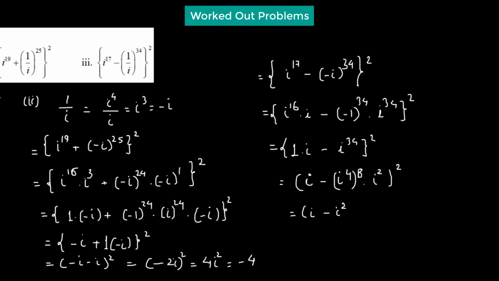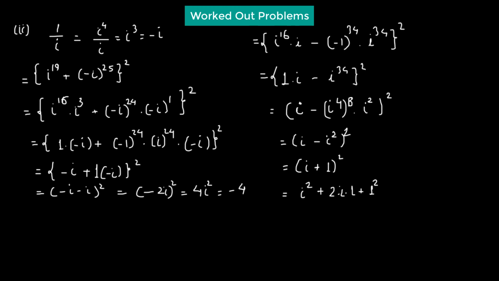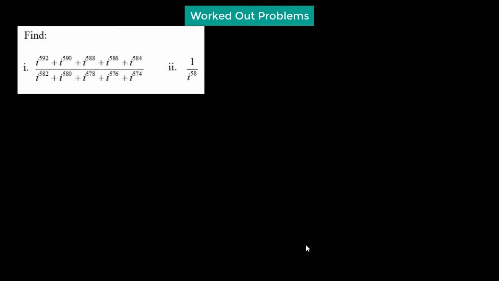minus i squared, whole squared. So that gives us i, negative i squared will be minus of minus 1, which gives us (i plus 1) whole squared. Now we have to expand it, so we have i squared plus 2 times i times 1 plus 1 squared. Now we know that i squared is equal to negative 1, so that gives us negative 1 plus 2i plus 1. So 1 and negative 1 cancel out, and it leaves us with twice of i.